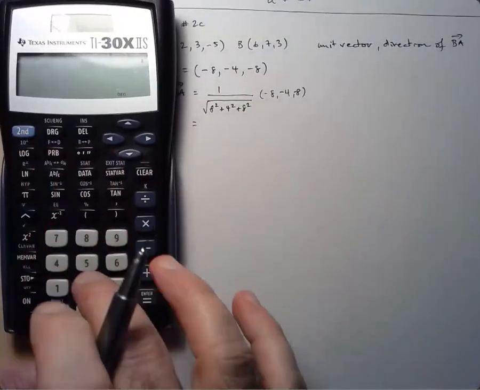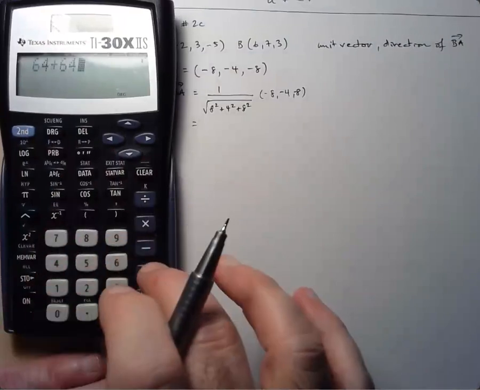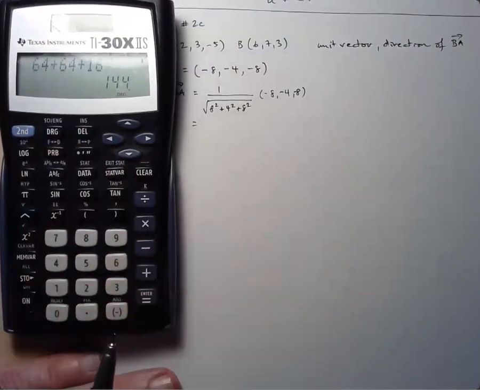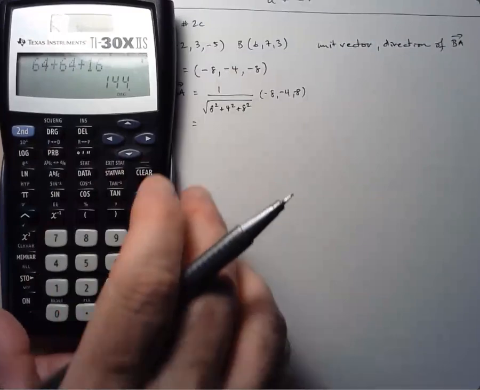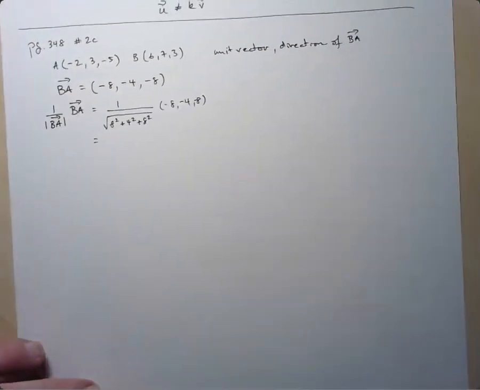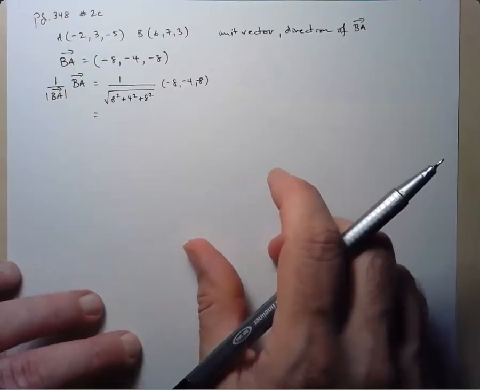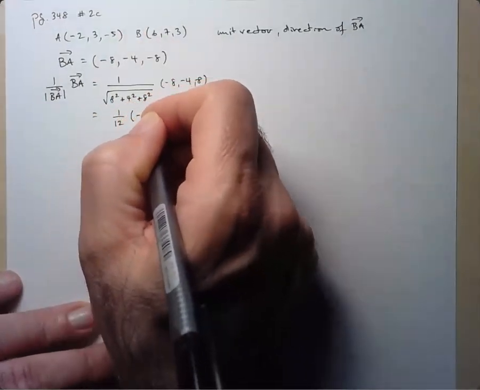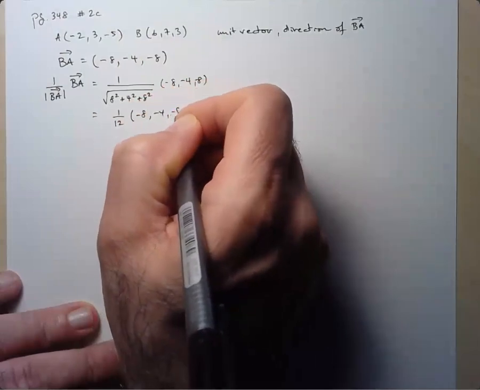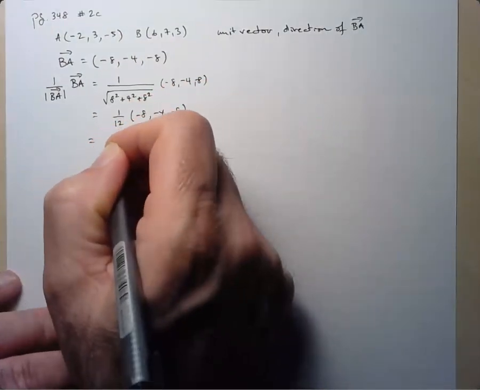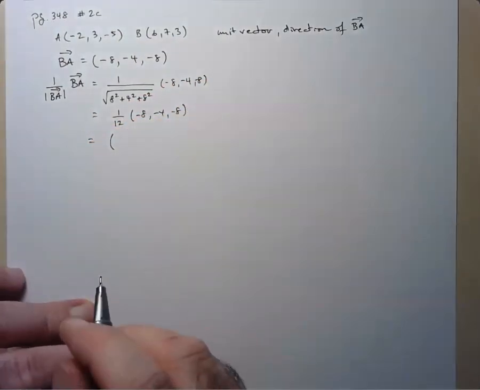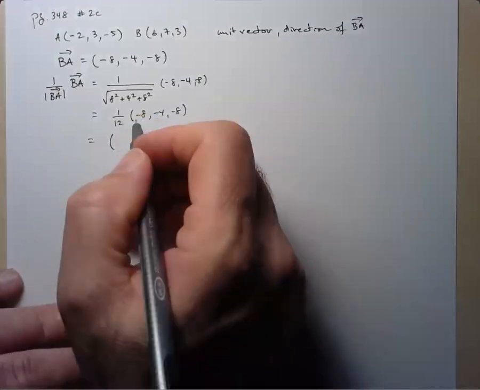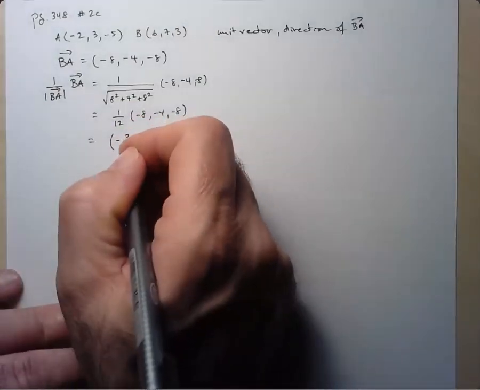So let's calculate this. What do we have? We have 64 plus 64 plus 16, which is 144. Hey, look at that. It's even a nice number, because obviously the square root of 144 is just 12. So it's 1 over 12 of (-8, -4, -8). And in principle, it would be good to multiply that in.